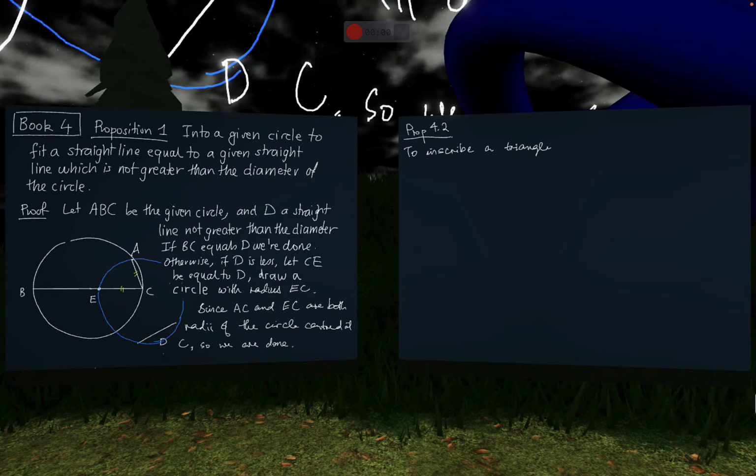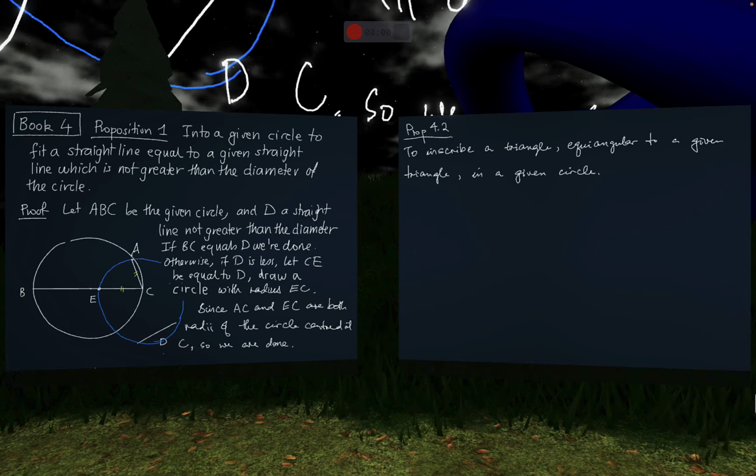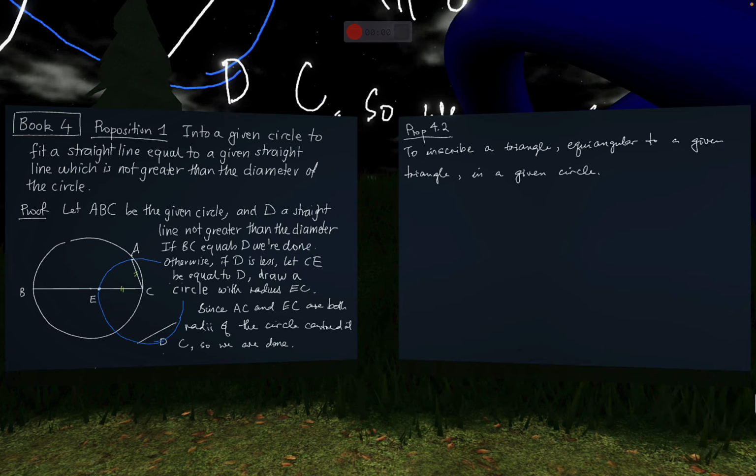this is belonging to the definitions that Dan was talking about, but we didn't explicitly say what they were. Equiangular to a given triangle. I guess these days we'll say similar, but equiangular is pretty clear what that means. Triangle in a given circle. So to inscribe means we want to draw a triangle inside the circle in such a way that all the vertices are on the circumference of the circle.